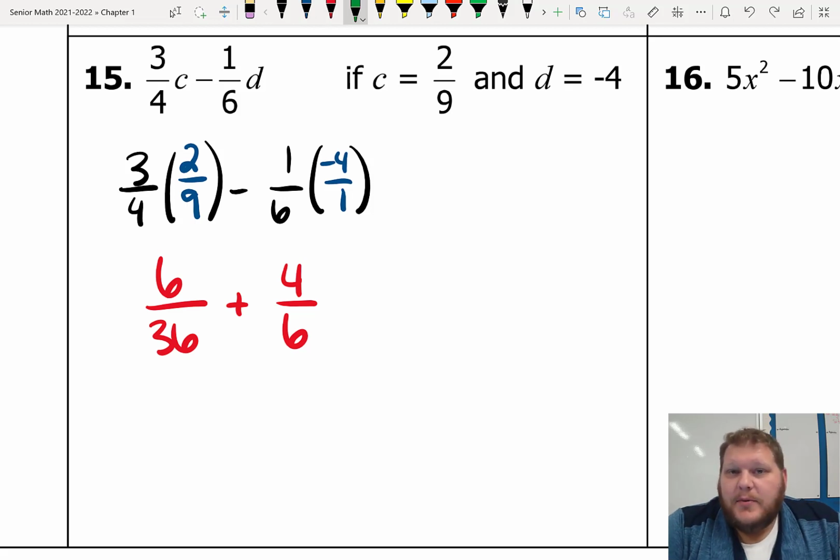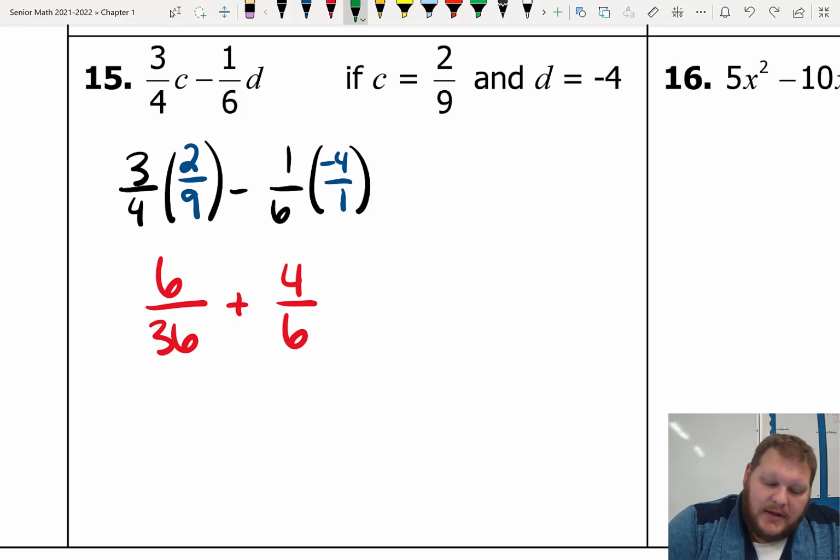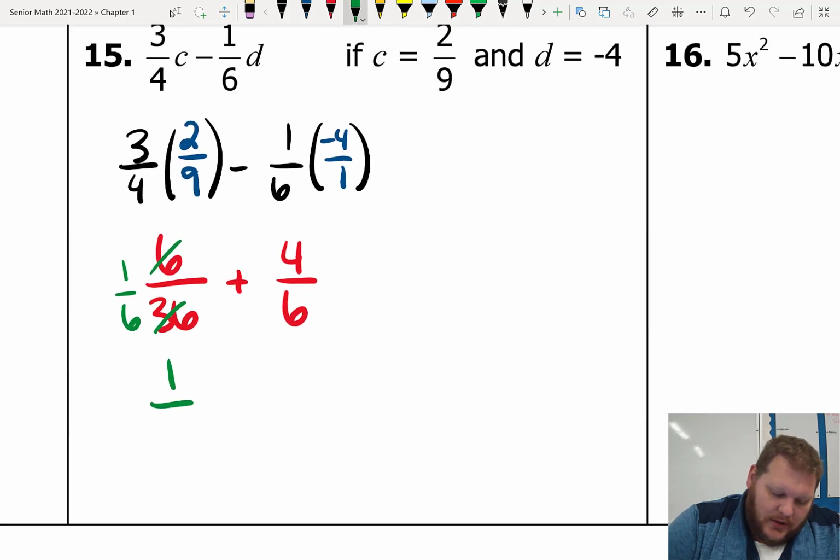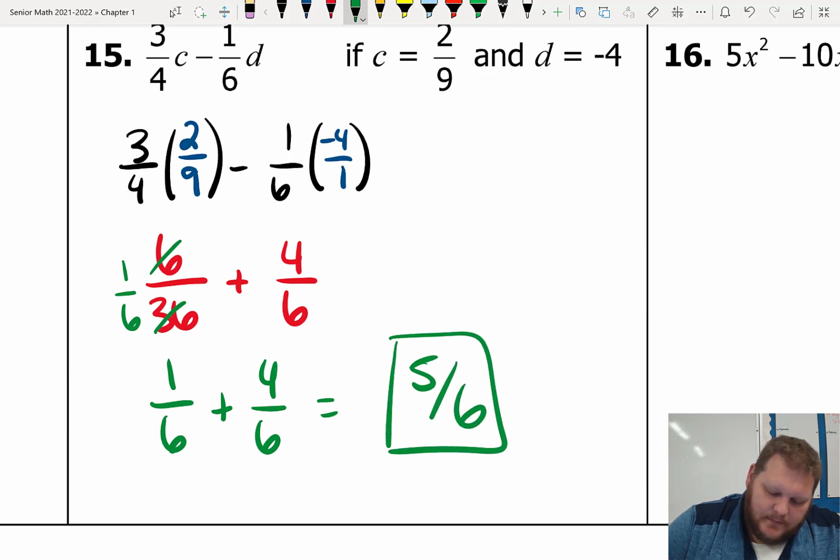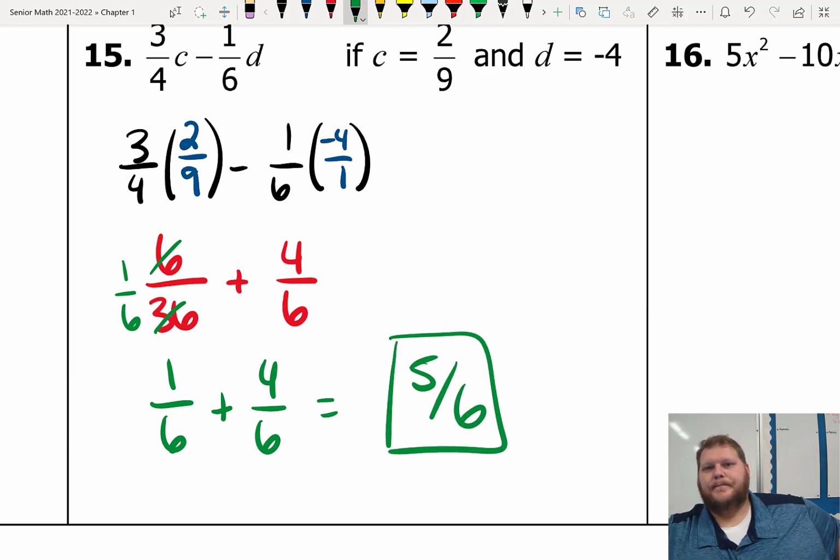If we're subtracting negative 4/6, we're adding 4/6. So we've got 2 different options with trying to add our 6 over 36 plus 4/6 together, because we know we need a common denominator. You could multiply your right fraction, top and bottom, by 6 to get 24 over 36. But actually in this case, 6 over 36 reduces by 6, in which we end up with 1 over 6. So 1/6 plus 4/6 gives me 5/6. And that's my final answer.